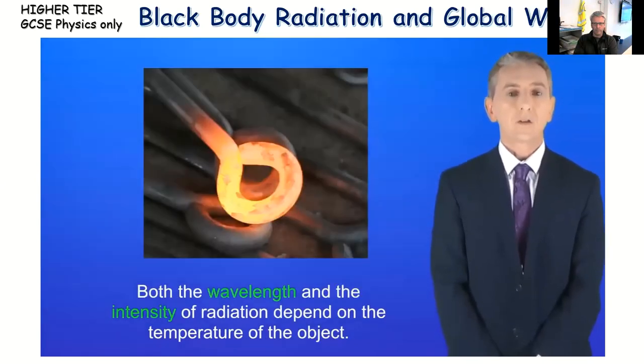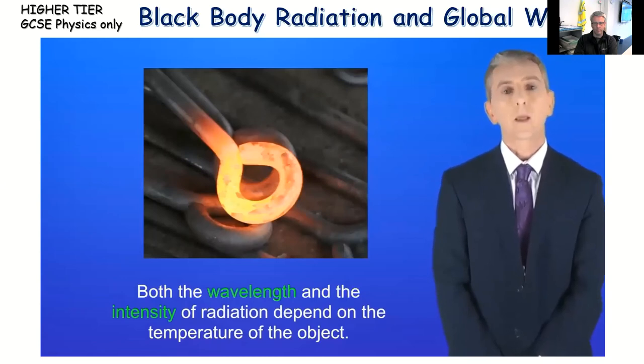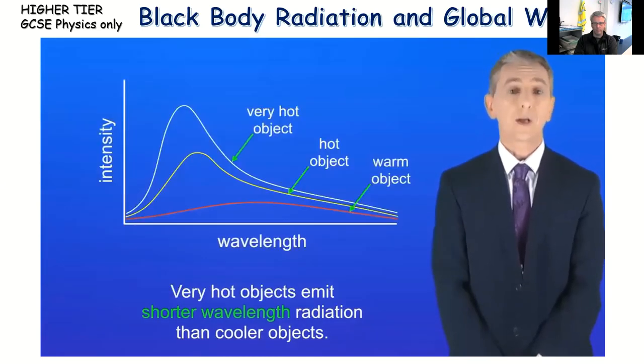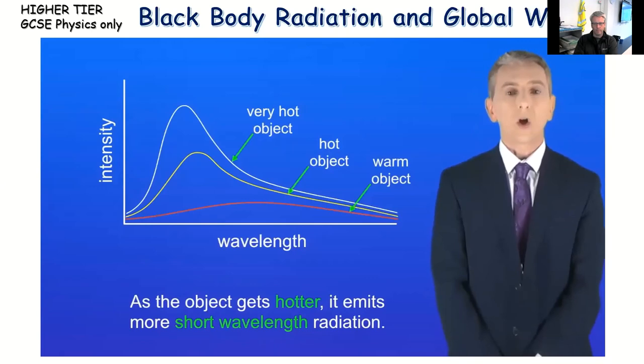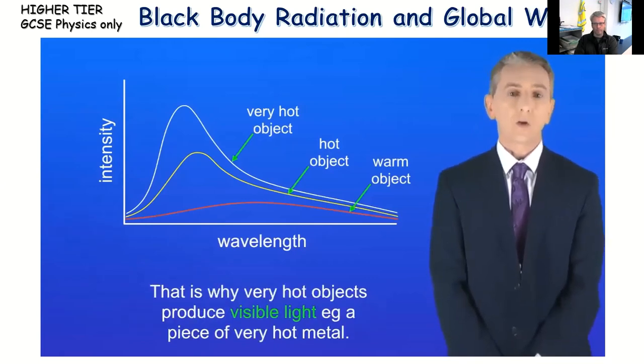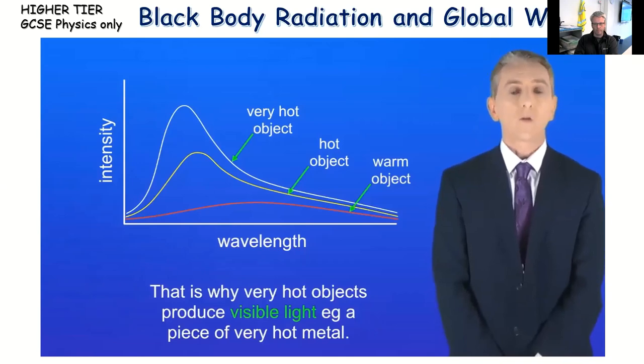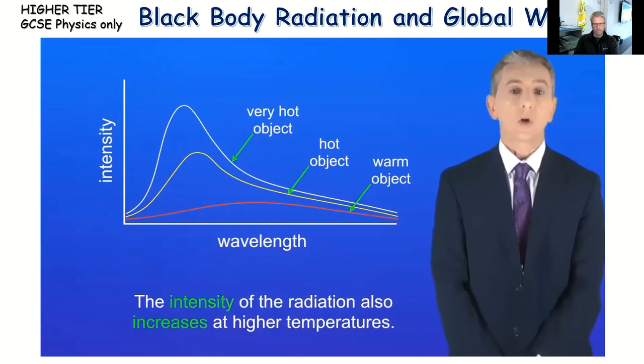Now I'm showing you here a piece of hot metal, and this brings us to a key fact. Both the wavelength and the intensity of radiation depend on the temperature of the object. Very hot objects emit shorter wavelength radiation than cooler objects, and we can see that with this graph. As the object gets hotter, it emits more short wavelength radiation, and that's why very hot objects produce visible light, for example, a piece of very hot metal. The intensity of the radiation also increases at higher temperatures.